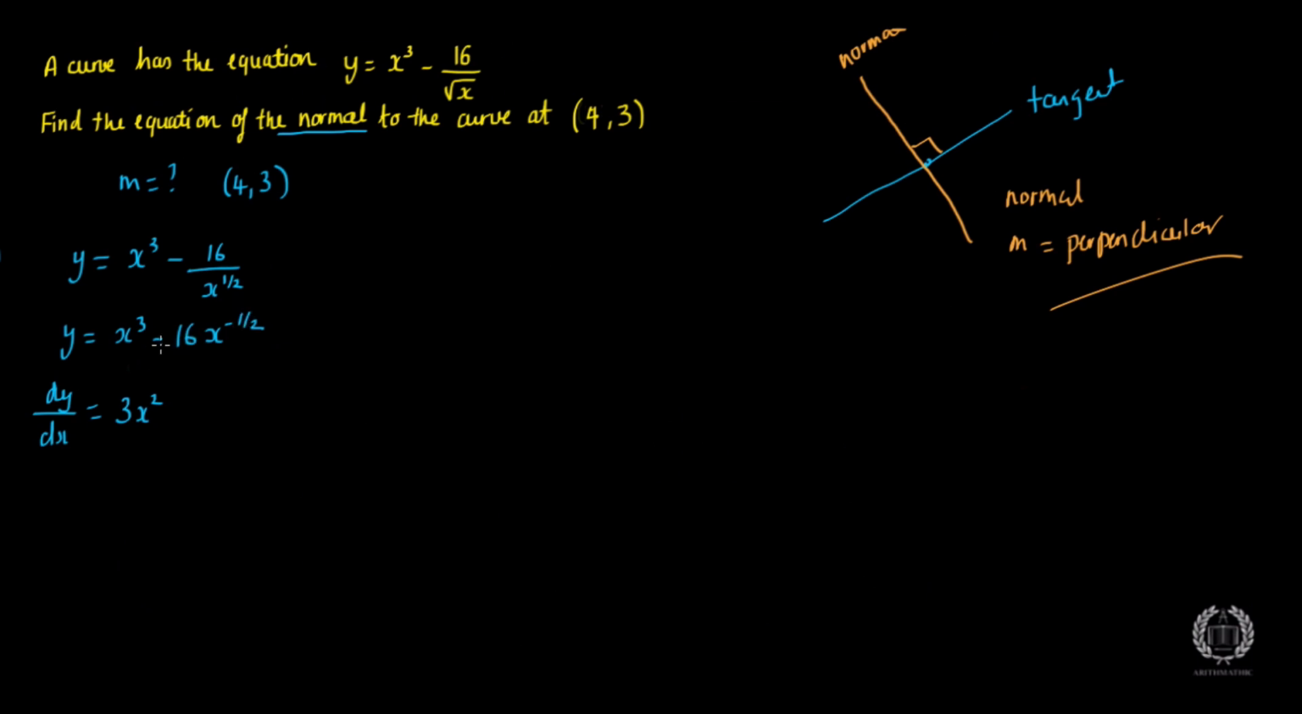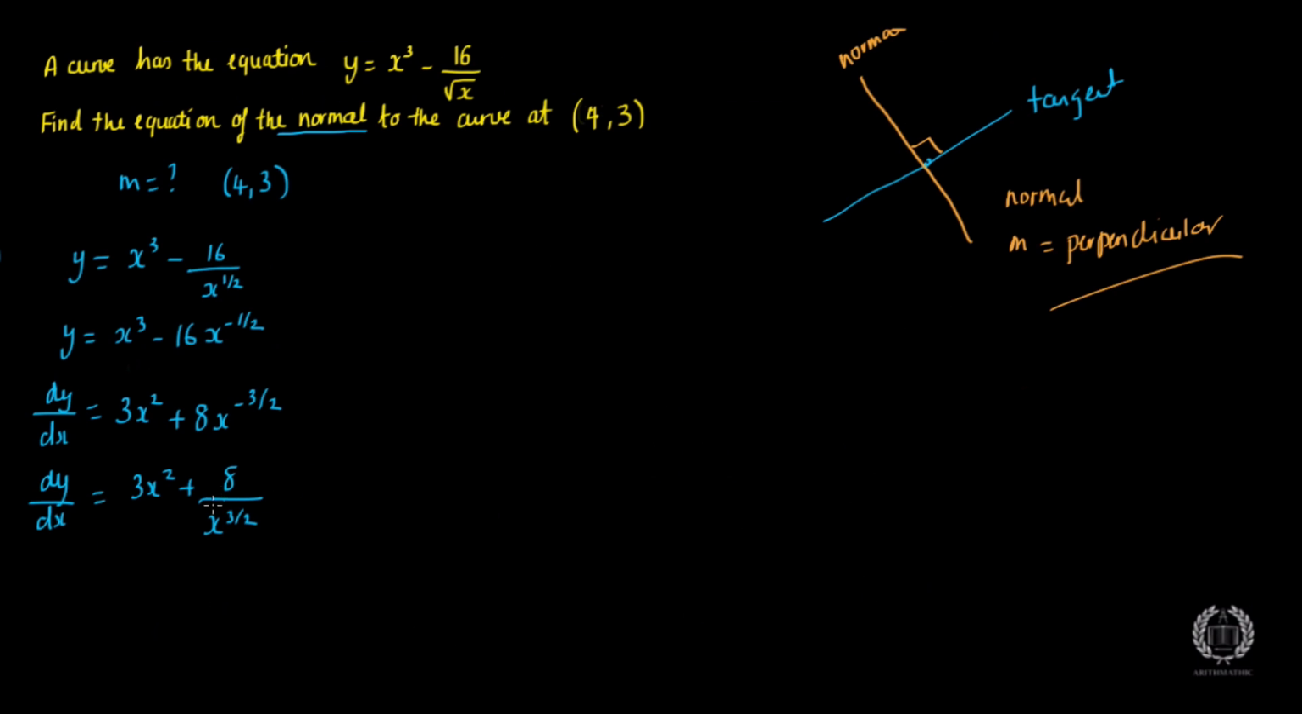Now I'm going to multiply this power by minus 16. Both negative, so that becomes plus. So 16 times half is 8x. Now I'm going to take away 1, so minus half minus 1 is minus 3 over 2. So I can rewrite this again as dy/dx equals 3x squared plus 8 over, bring this x to the power minus 3 over 2 down to become positive 3 over 2.